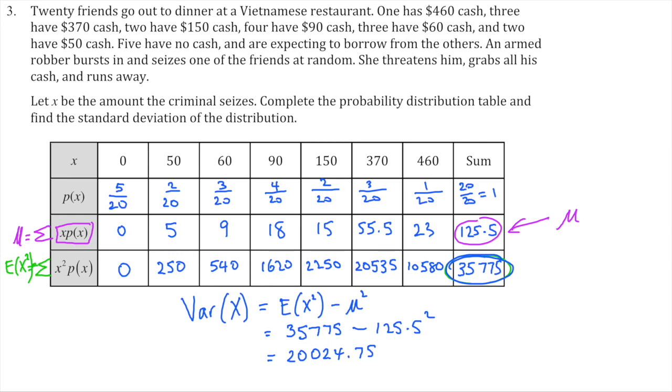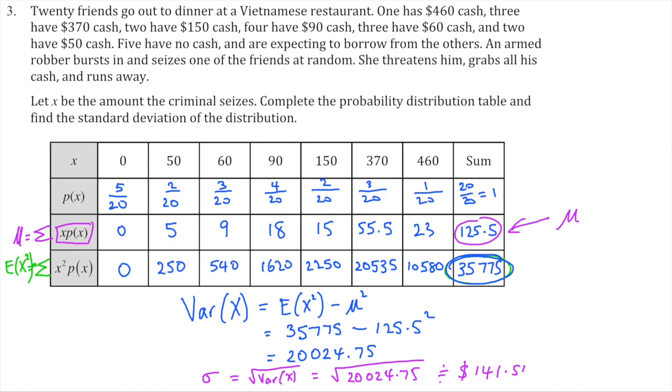But the question didn't ask for variance, the question actually asked for standard deviation. Well, the standard deviation is equal to the square root of the variance, which is equal to the square root of 20,024.75, which equals approximately, to 2 decimal places, $141.51. So that's your standard deviation.